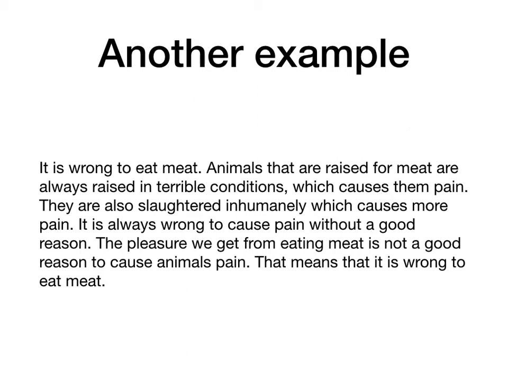So here's another example of an argument, just to give you a better idea how this works. It is wrong to eat meat. Animals that are raised for meat are always raised in terrible conditions, which causes them pain. They are also slaughtered inhumanely, which causes more pain. It is wrong to cause pain without a good reason. The pleasure we get from eating meat is not a good reason to cause animals pain. That means that it is wrong to eat meat.